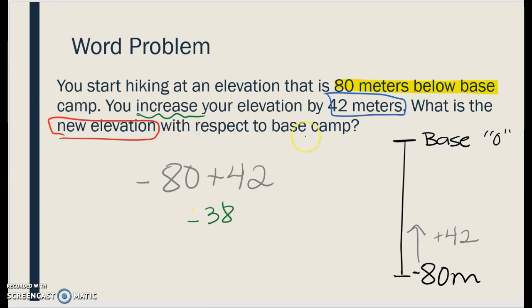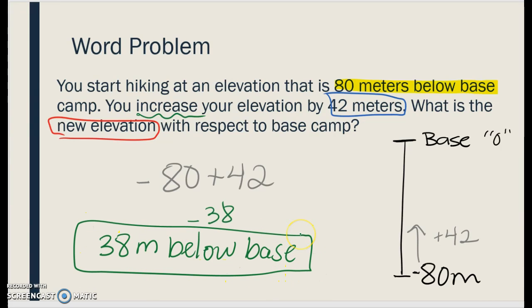So with respect to base camp, that would be 38 meters below base. 38 meters below base. So let's go ahead on now into multiplication and division.